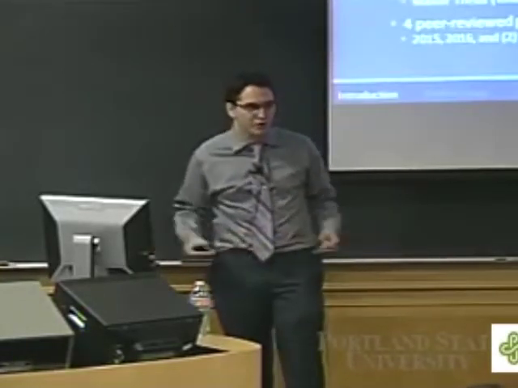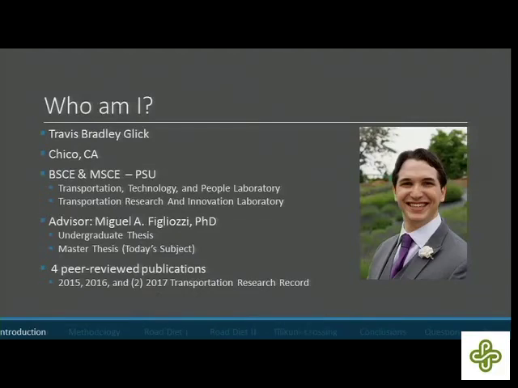So first, my name is Travis Bradley Glick. I'm from Chico, California, which is a town of 100,000 people in the Central Valley of California. I have been at PSU since 2010, did my undergrad here, master's here, and all the while with Miguel Figliozzi as my advisor. December 2015, as a junior in undergrad, he gave me a position at the Transportation Technology and People Laboratory, and work has grown from there. Many publications, including this one, which was accepted yesterday and will be presented at the Transportation Research Board.